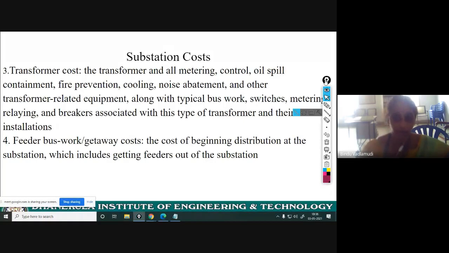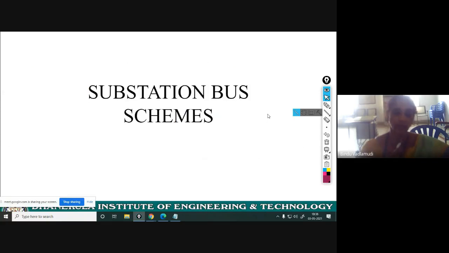Is it clear? Did all of you understand? So this is the second question, and this question will mostly come in your 2 marks bits or in multiple choices. So these are the four costs involved: transformer cost, site cost, feeder cost, and transmission cost. Is it clear? In the next class, we'll go with the arrangement of substation bus schemes.